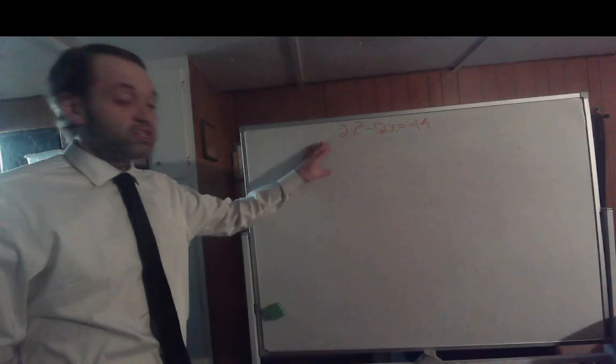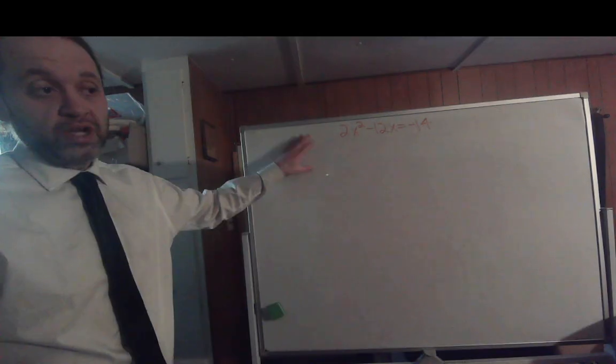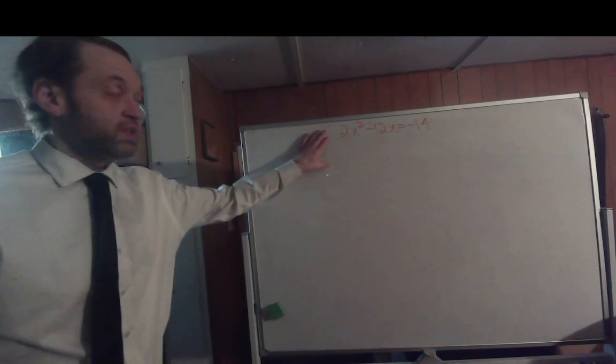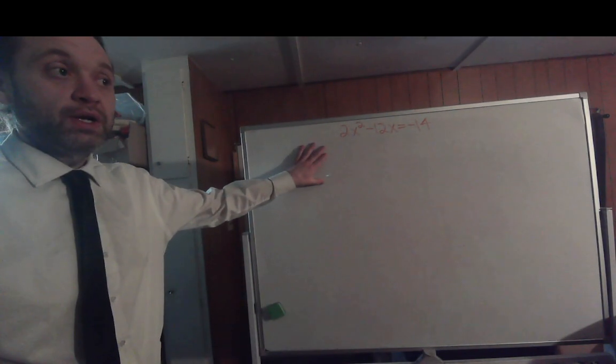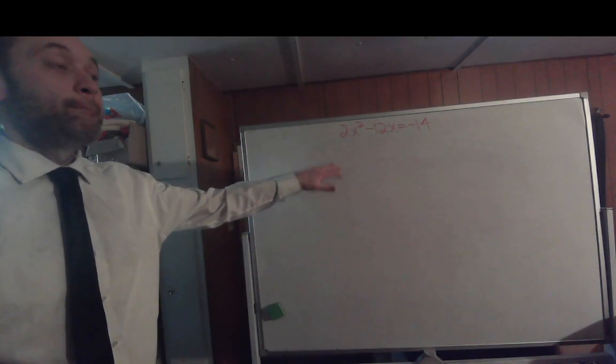So this is going to be part 2 of completing the square, solving quadratic equations by completing the square. In this lesson we're going to talk about what to do if the coefficient on the x squared term is not 1. Well, simply put, we need to make it 1.